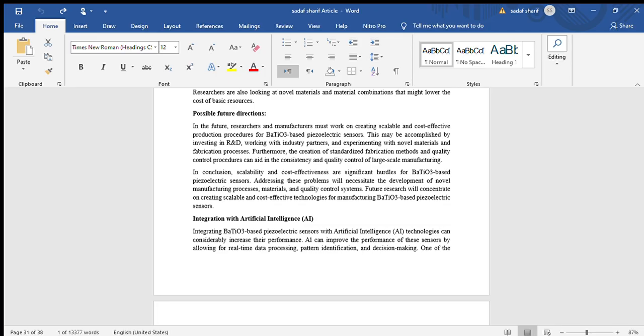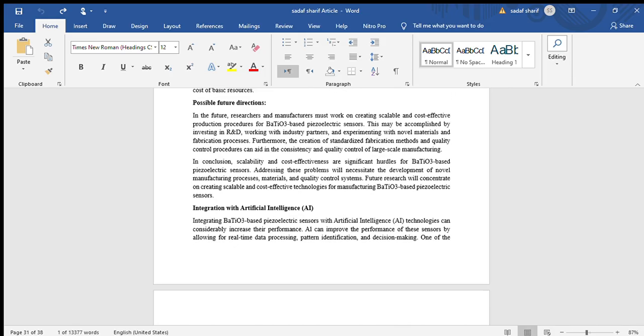Furthermore, the creation of standardized fabrication methods and quality control procedures can aid in consistency and quality control of large scale manufacturing. In conclusion, scalability and cost effectiveness are significant hurdles for barium titanate based piezoelectric sensors. Addressing this problem will necessitate the development of novel manufacturing processes, materials and quality control systems. Further research will concentrate on creating scalable and cost-effective technologies for manufacturing barium titanate based piezoelectric sensors.